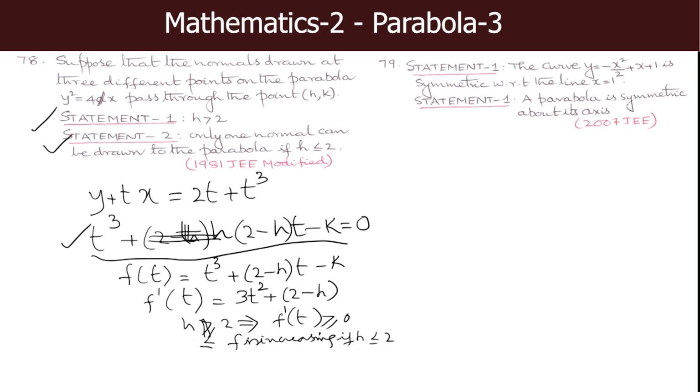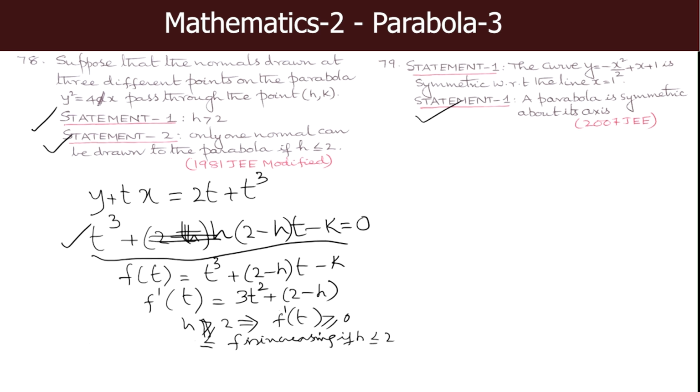So let's go to the next question, 79. Statement 1: The curve y equals minus x squared by 2 plus x plus 1 is symmetric with respect to the line x equals 1. Statement 2: A parabola is symmetric about its axis. We know that, it goes without saying. It is obviously true. A parabola is always symmetric about its axis, also called the axis of symmetry. So the second statement is evidently true.